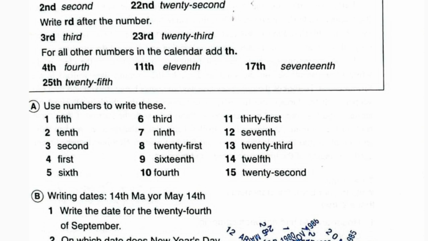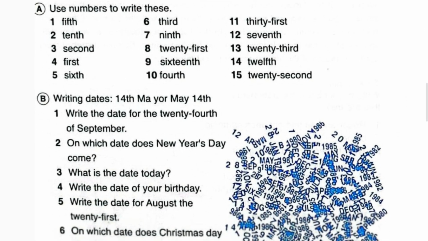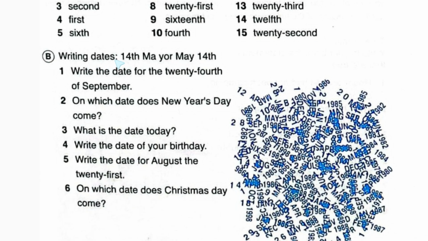Now we will start to do B number exercise. Writing dates: 14th May or May 14th. Any way you can write. So let's start one number. Write the date for the 24th of September. We can write 24th September.